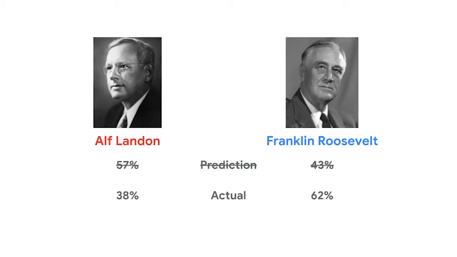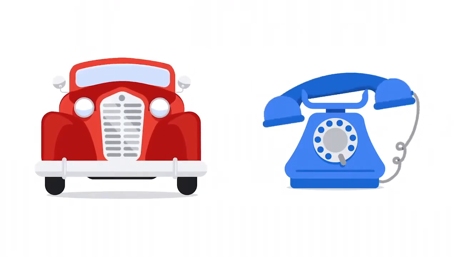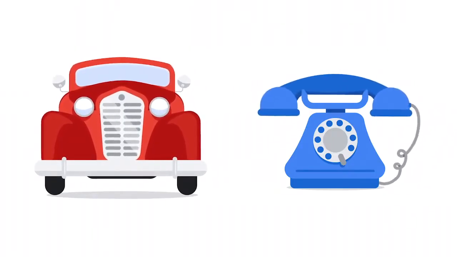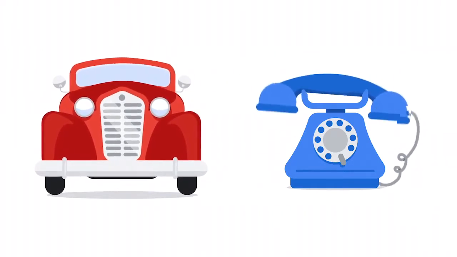Landon gathered only 38% of the vote, and Roosevelt took 62%. So why was the Literary Digest prediction so inaccurate? The problem was something called sample bias. The Literary Digest selected its participants from contact info they found in car registrations and telephone directories. Can you spot the problem?